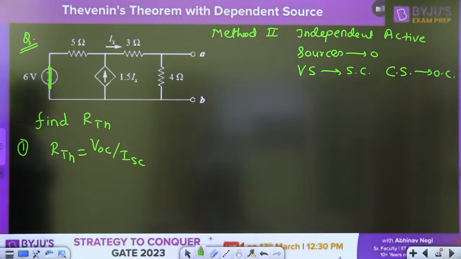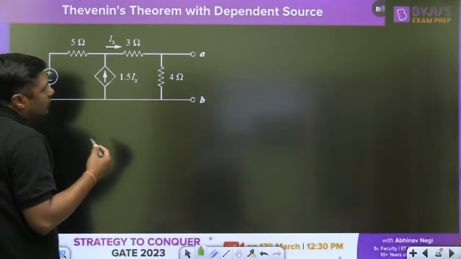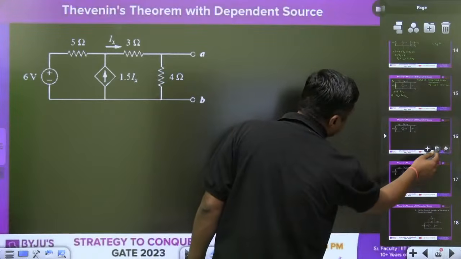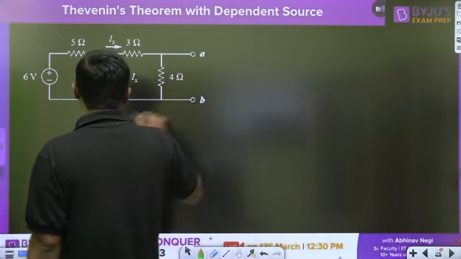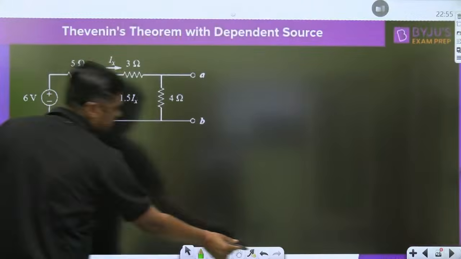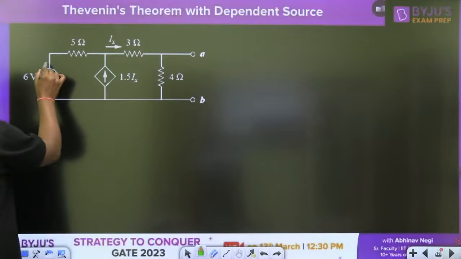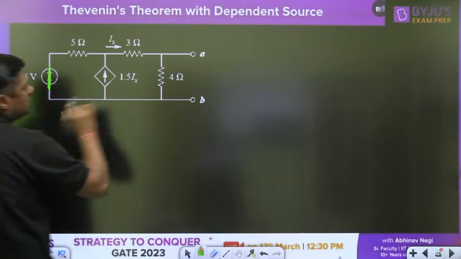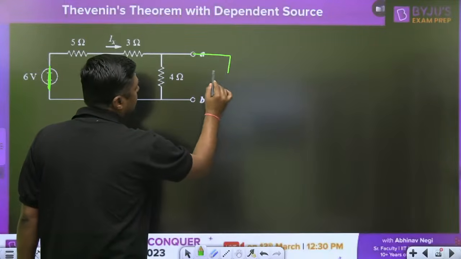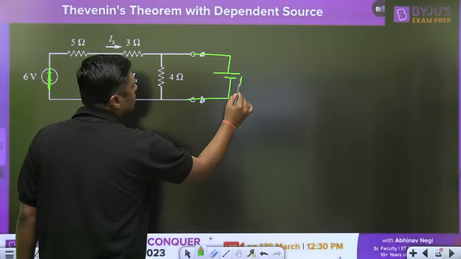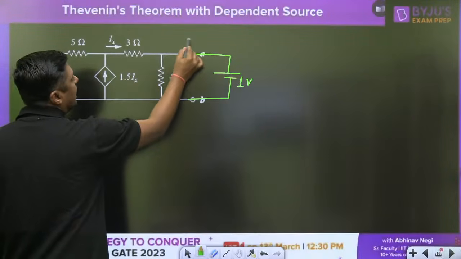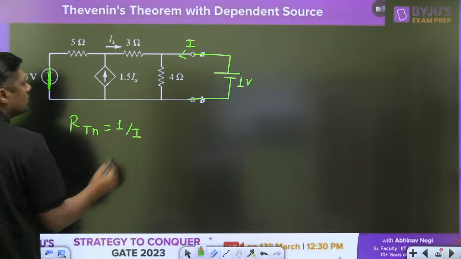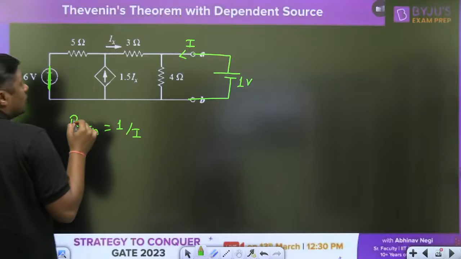Now apply a 1 volt battery here, or a 1 ampere current source. One by one I will give the method. For one question we have the answer 0.44, so we can experiment. Now, first of all, make it 0, short circuit. Independent active sources are made 0; the dependent source will remain here. Connect a test battery, a 1 volt battery. Let this be the current I because of this battery. Then RTH will become 1 by I. This is the RTH. Try to understand.